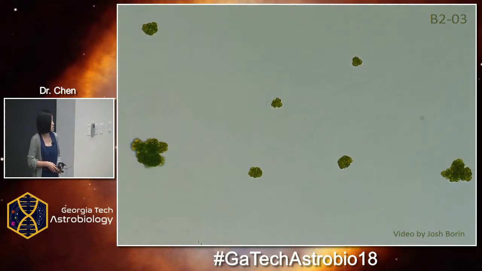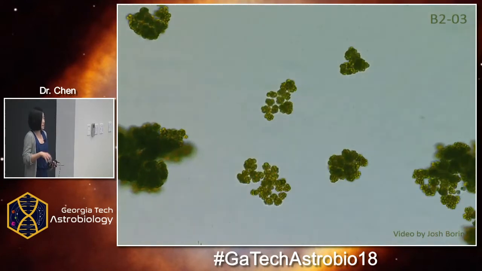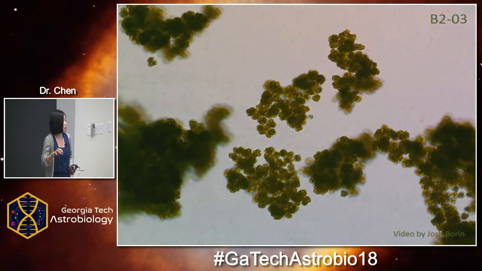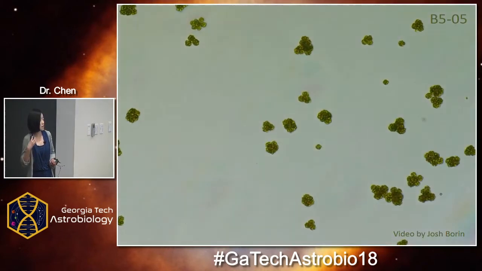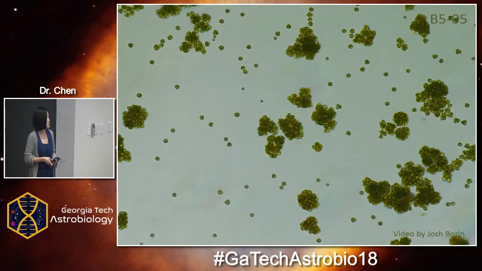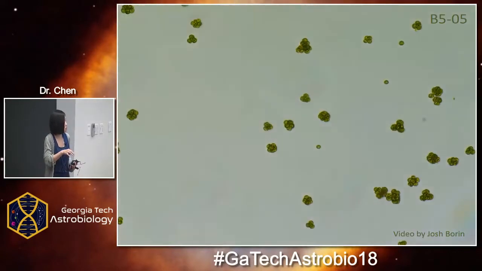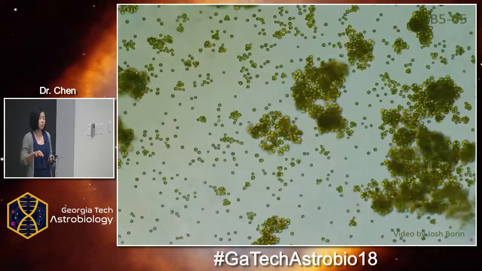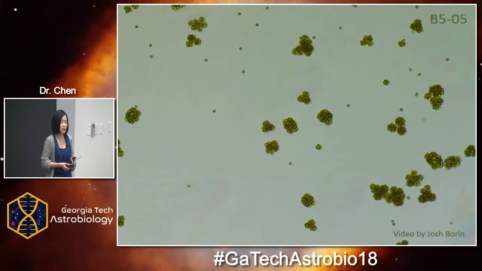Here's one of our evolved multicellular strains. And you can see that the cells stay together for a while, and then they start to pop out smaller multicellular propagules. Here's another multicellular strain from the other experimental population, B5. They also stay together for a while, and then they start to pop out single motile cells, and then they start to form those multicellular clusters again.